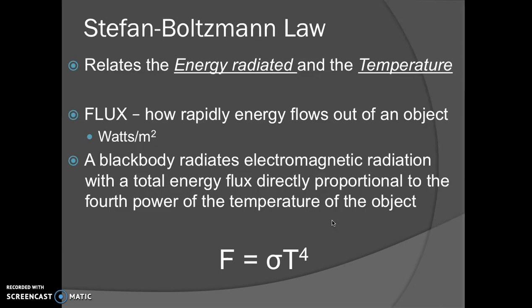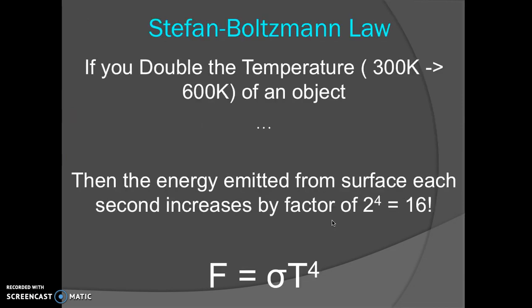So you can imagine as the temperature gets higher, the flux is going to get higher, right? But it gets higher by the temperature to the fourth. So what does this mean? That means if we doubled the temperature of our star from 300 to 600 degrees Kelvin, the energy emitted from the surface each second increases by a factor of 2 to the 4. That's 16. Okay, so that flux increases by a lot if we double the temperature.